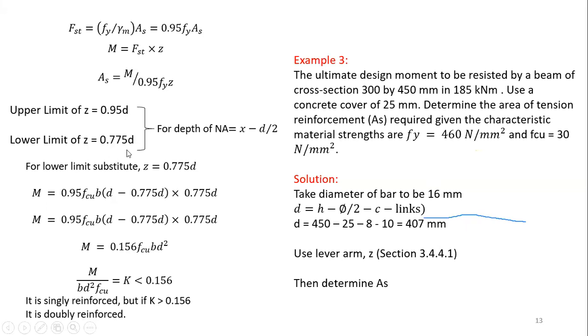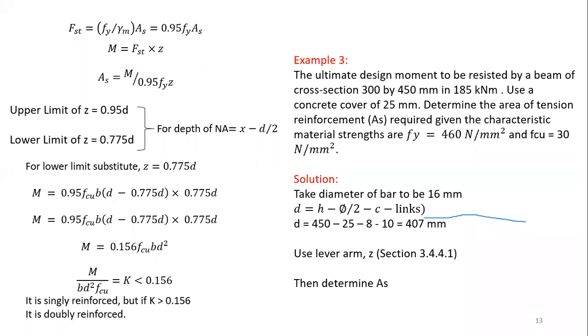If you get a value that is lower than this lower limit, for instance, let's say you get 0.65 D, 0.65 D is lower than 0.775 D. You will use 0.775 D. You must not use anything above 0.95 D, and you must not use any value below 0.775 D.